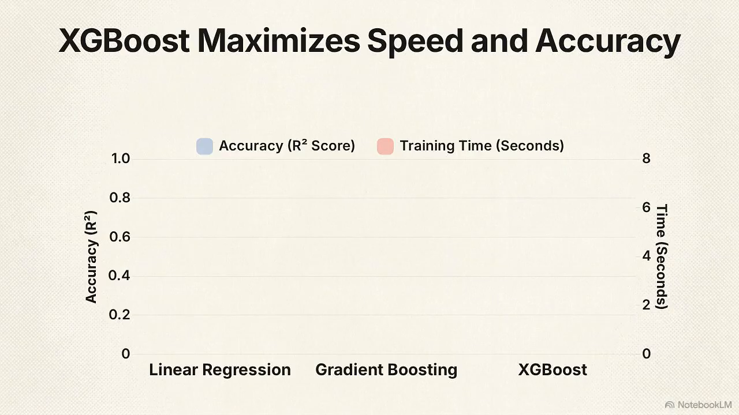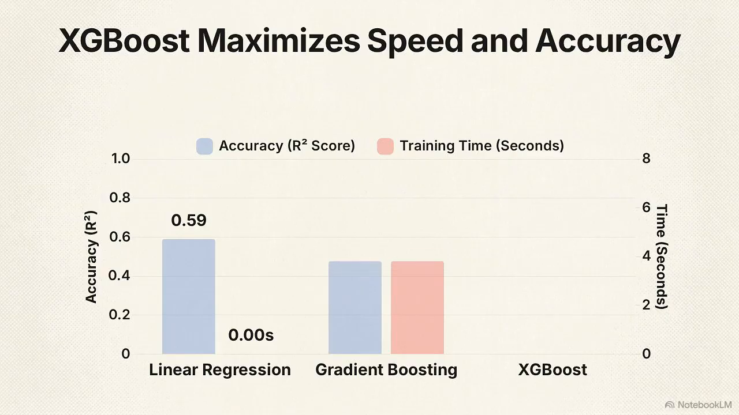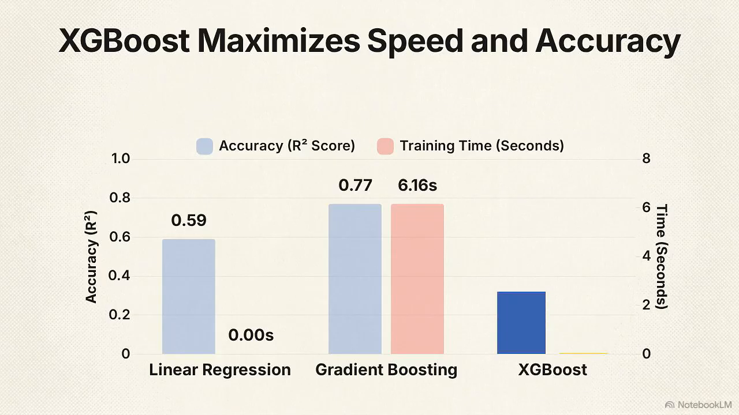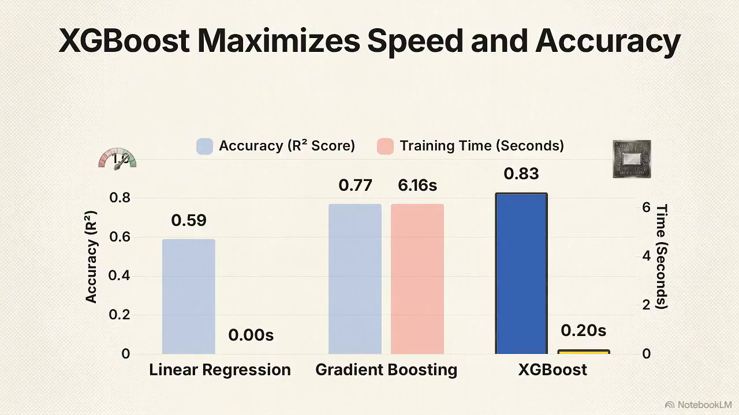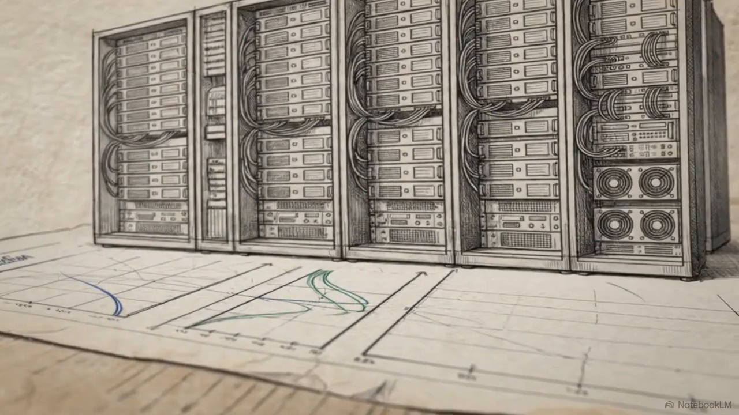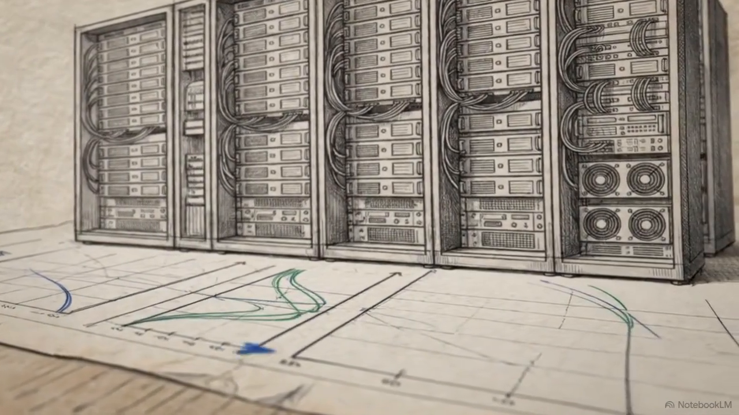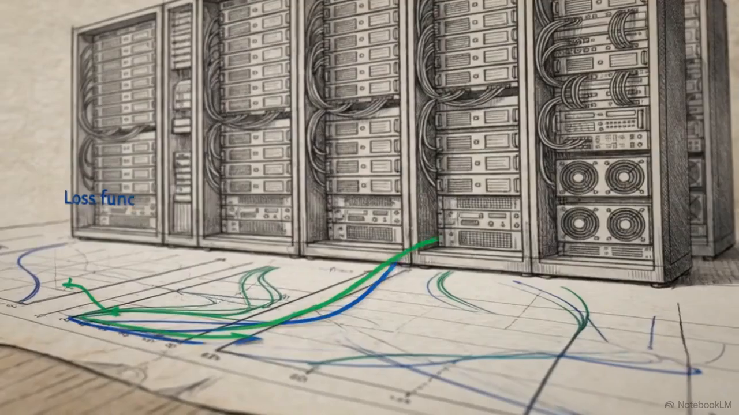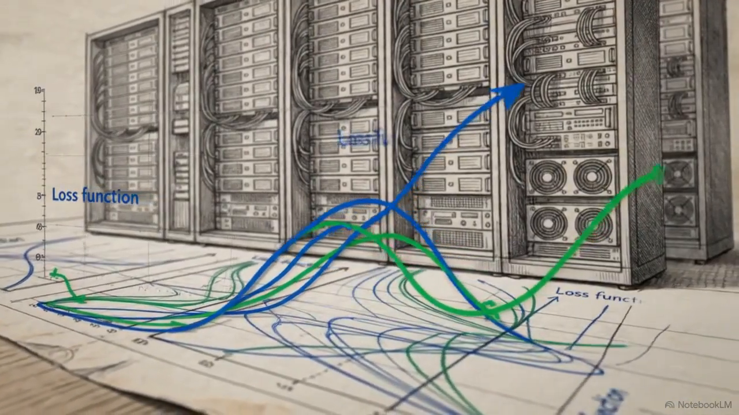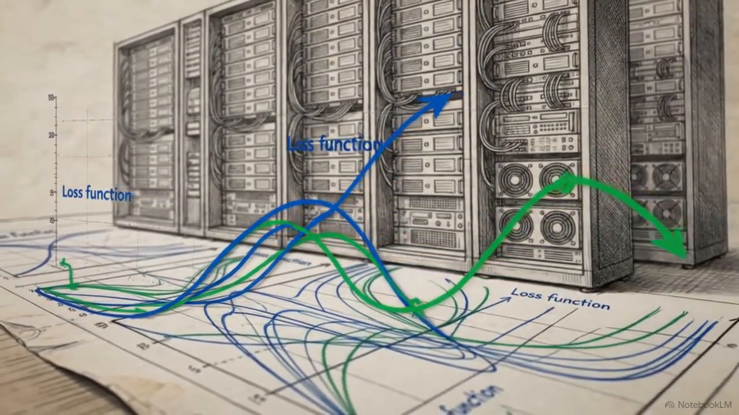Linear regression is incredibly fast, but its accuracy is poor, returning an R-squared score of just 0.59. Standard gradient boosting improves accuracy to 0.77, but unoptimized for modern hardware, training time spikes over 6 seconds. XGBoost achieves the highest accuracy at 0.83, completing the task in only 0.2 seconds, a fraction of the time. XGBoost's performance stems from re-engineering the training pipeline, proving that state-of-the-art results depend on bridging the gap between statistical theory and computational architecture.